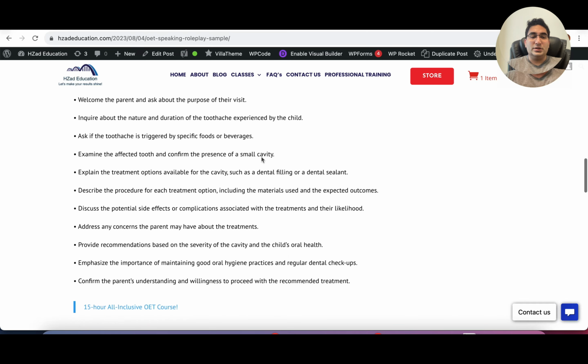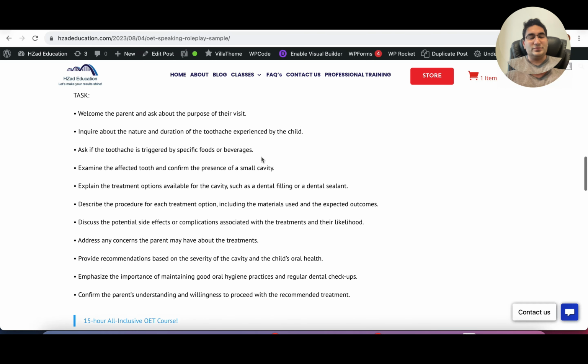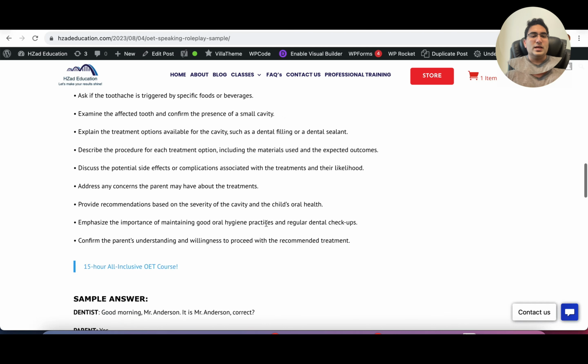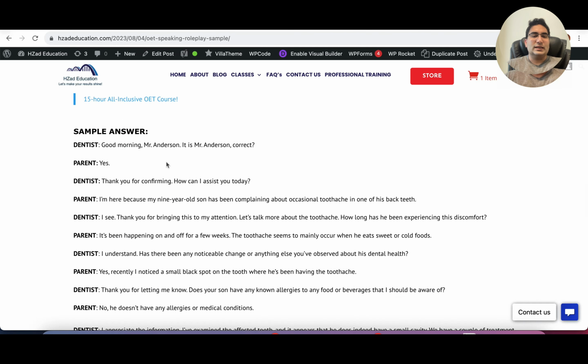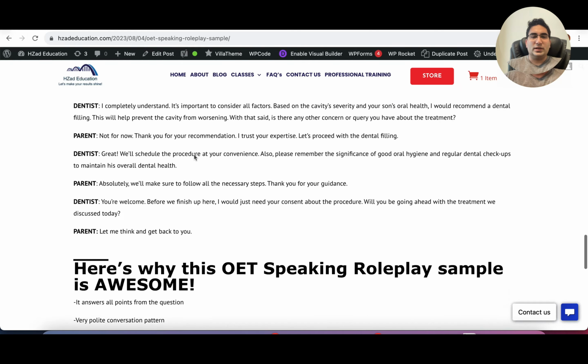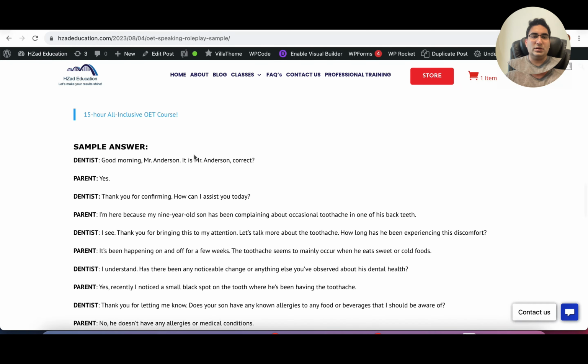You have a bunch of tasks in this cue card, or role play card, I should say. First of all, you have to welcome the parent and ask about the purpose of their visit. Then you have to inquire about this and so on. All right, there is the answer. And here is a sample interaction with the interlocutor. The parent is the interlocutor. These are the things they will probably say or respond with when you are saying your part. We're not going to read the whole thing; you can check it out on the blog. I'm going to point out things that will give you marks, basically. That's my aim for this video.